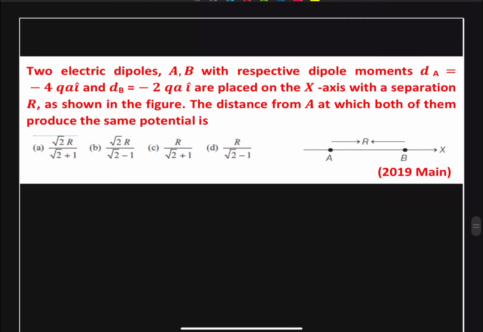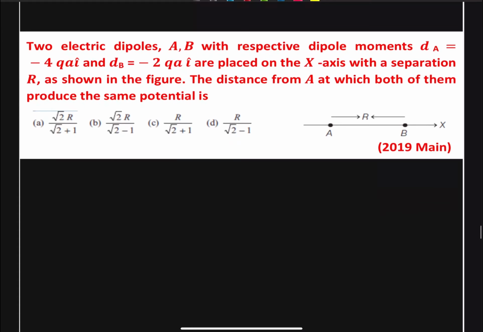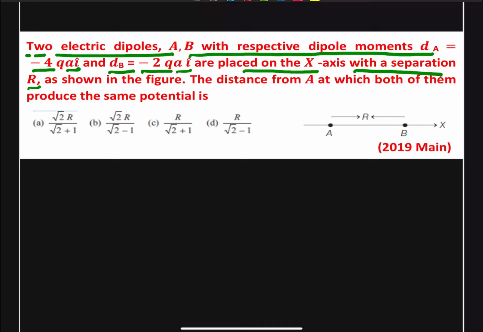It states that two electric dipoles A and B with respective dipole moments dA as minus 4a qa i unit vector and dB as minus 2a qa i unit vector are placed on x-axis with the separation r as shown in the figure. The distance from A at which both of them produce the same potential is. So we are given the dipoles and we have to find the distance from A which produces the same potential.